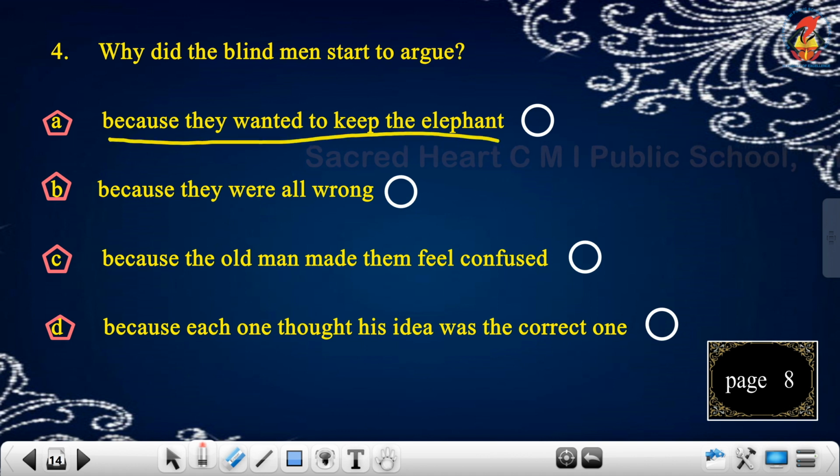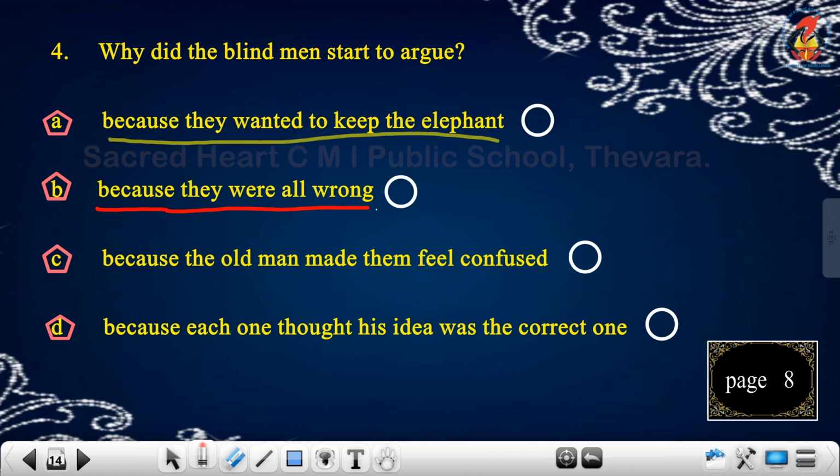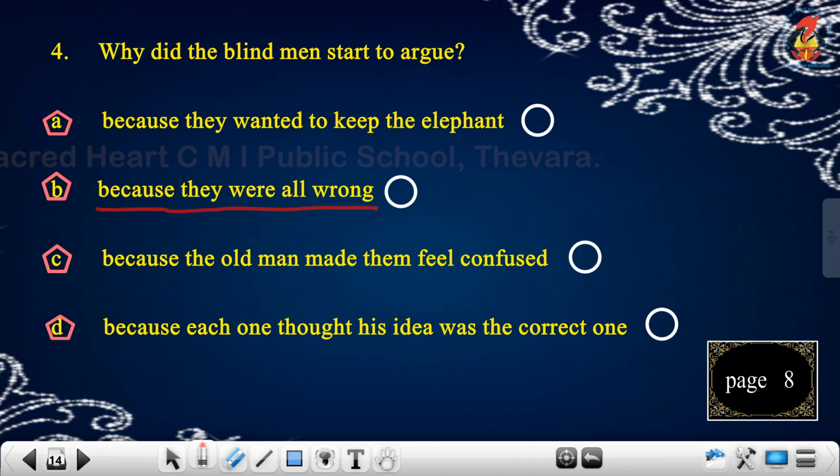Let's see option B, because option A is wrong. Because they were all wrong. Is that the answer? No. Option C, because the old man made them feel confused. Did the old man say anything about the elephant? No, he did not speak about it. Now let's see what is option D.